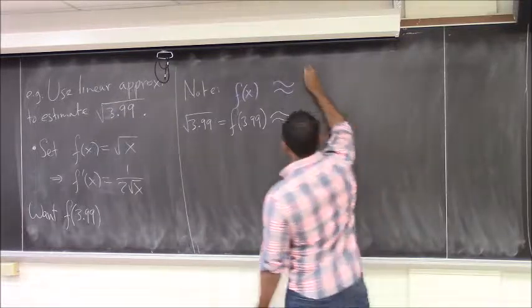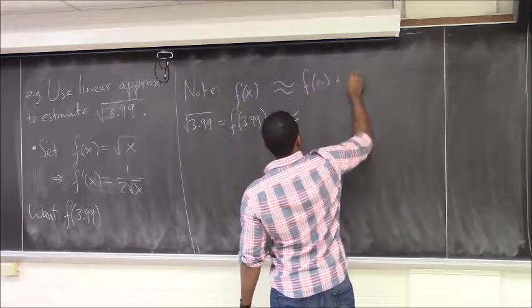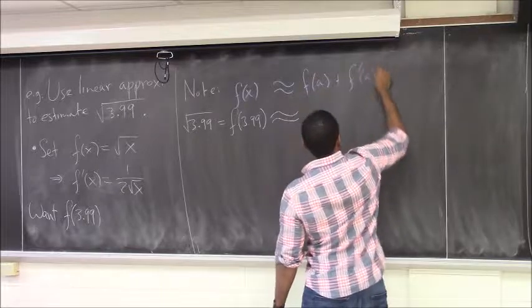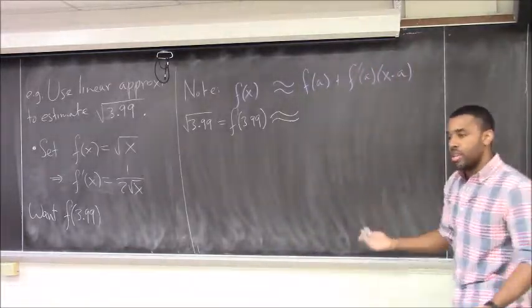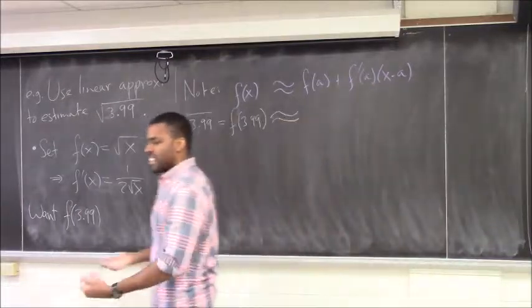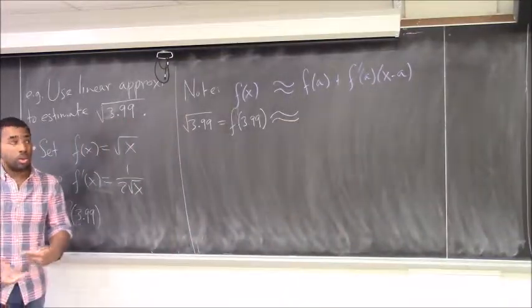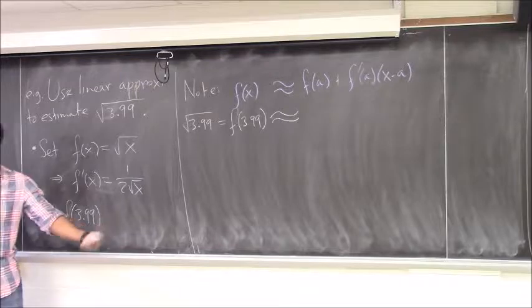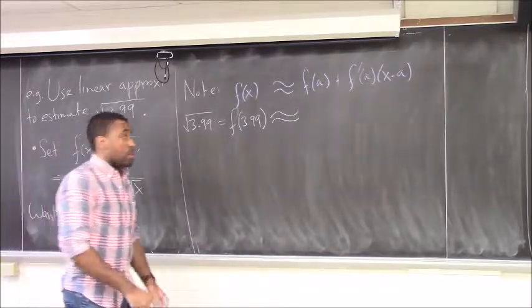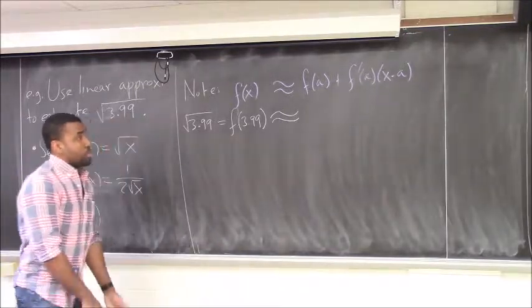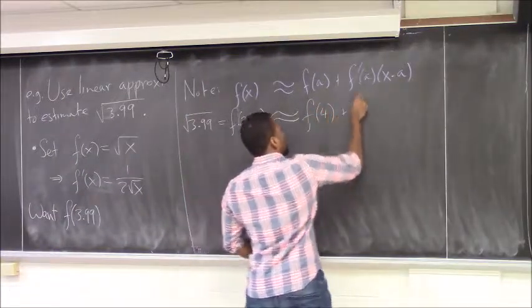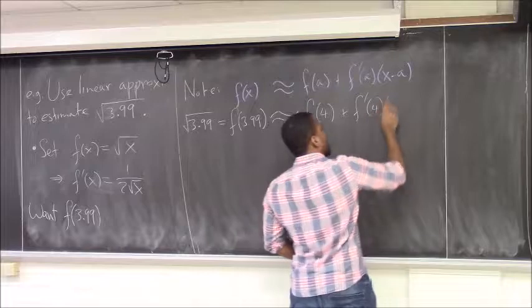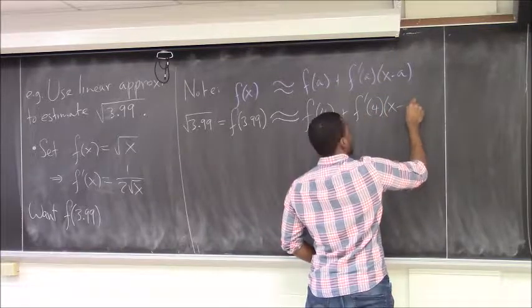f of a plus f prime of a times x minus a. Now, a is the nice value for which I have all the information. x is that kind of ugly value, a future value, for which I want to predict that information. So this would be approximately equal to f of 4 plus f prime of 4 times x minus 4.